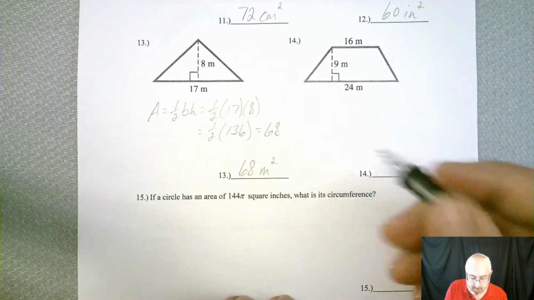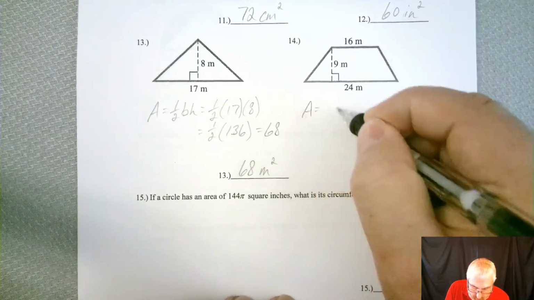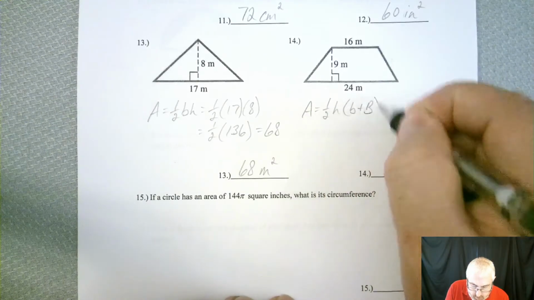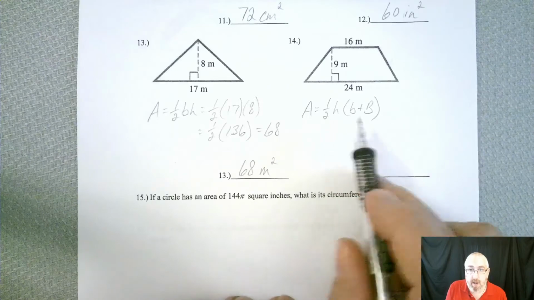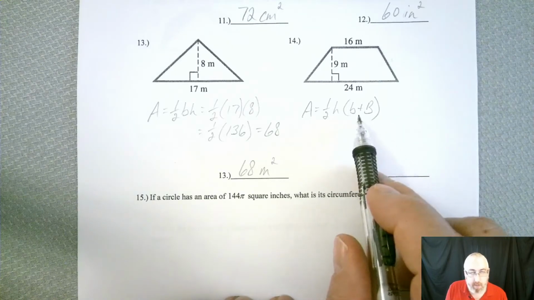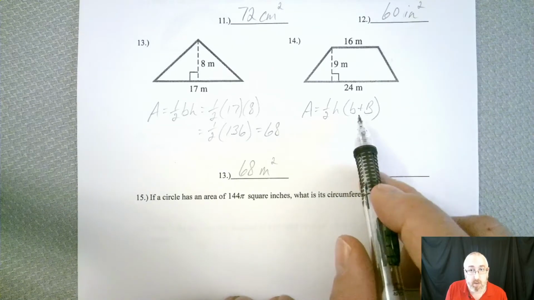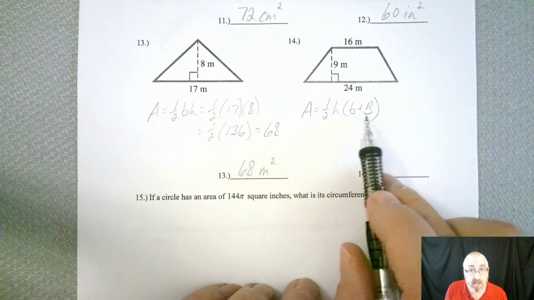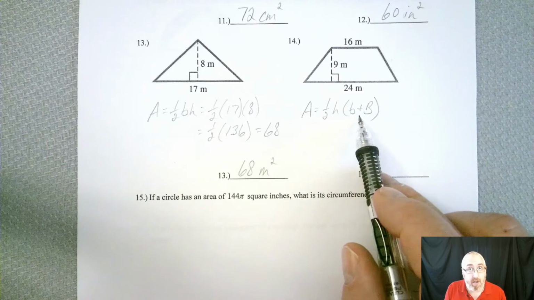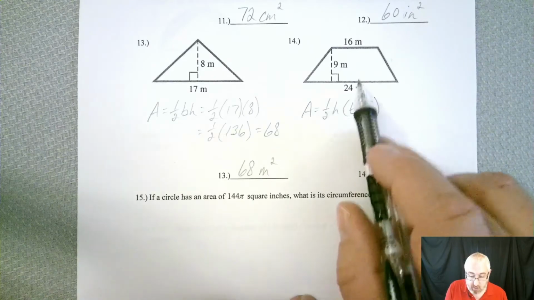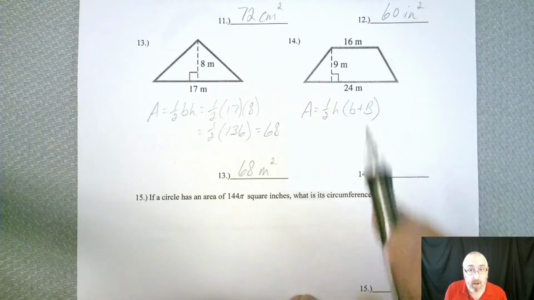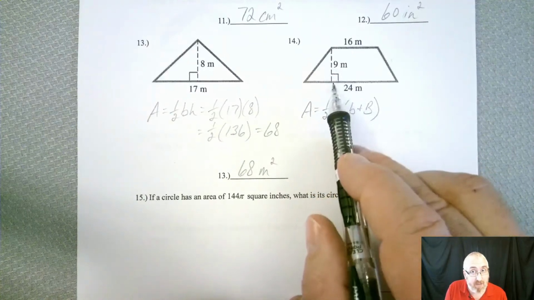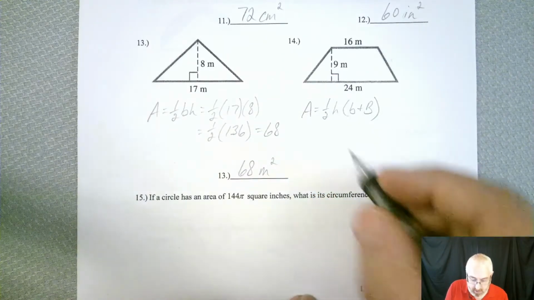Trapezoids. Trapezoids are a little bit more involved, but so we have our formula. Now the b's might be reversed in the formula, but it doesn't matter because you're just adding them. So remember, addition is commutative. So the biggest thing to keep in mind is that those bases are your parallel sides. So in this case, the 24 and the 16 are going to be your bases. The height is, again, that dotted line that forms that right angle. So that's going to be your 9.